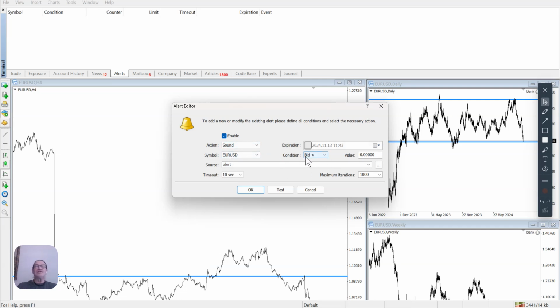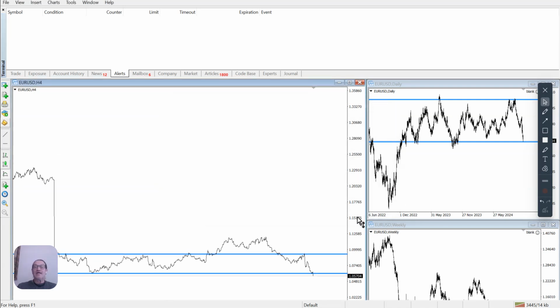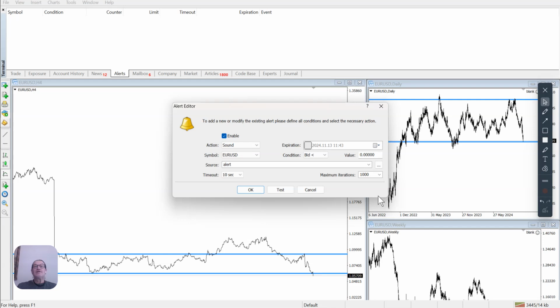And since I'm interested in a sell, I'll put the bid price is less than 1.05704. So I'm going to put when bid price is less than 1.05704. Here we go. And it will last about 10 seconds.